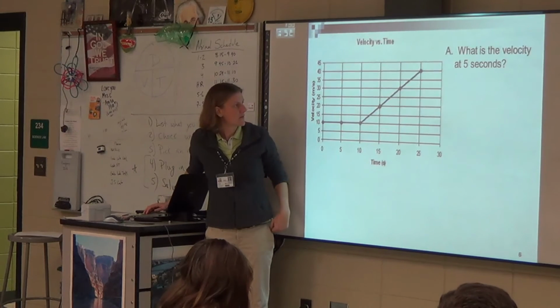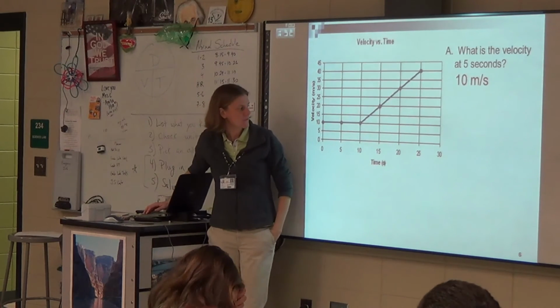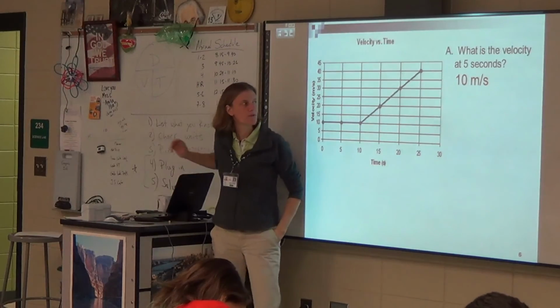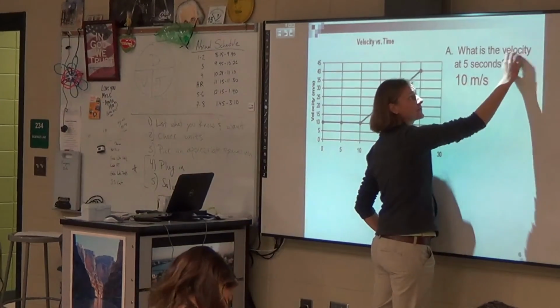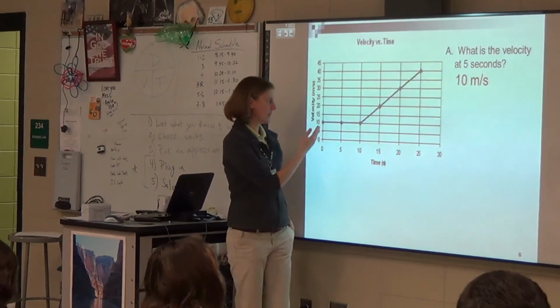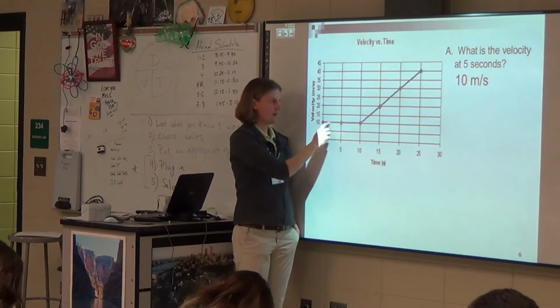All right, anyway, what's the velocity at 5 seconds? Perfect. 10 meters per second. Okay? Don't be thrown because we just did a whole bunch of slope for velocity. It is a velocity graph. Just look at it. It's 10.